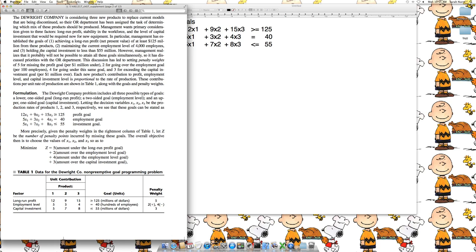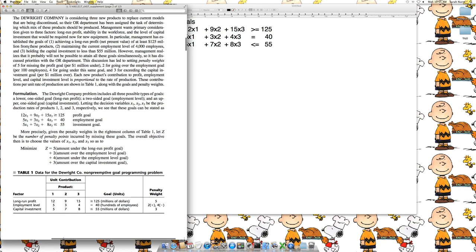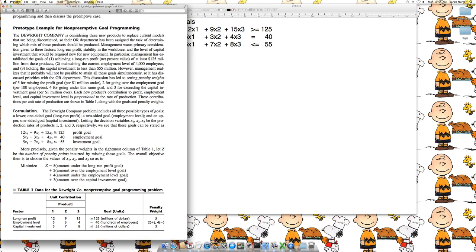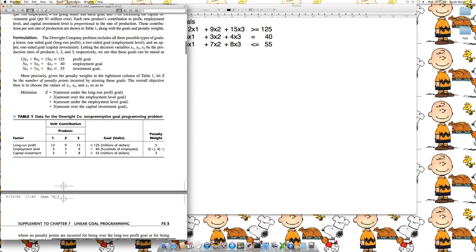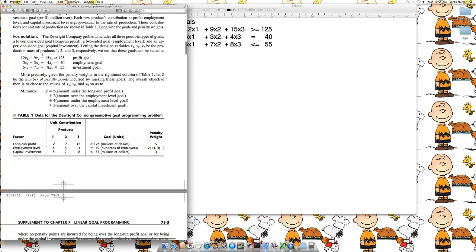The first thing here is a write-up from the supplement. This is on the second page of the supplement. I'm not going to read through it. Essentially, they have three goals. They want to decide what products they should put money into, and they have three different goals: a profit goal, an employment goal, and an investment goal.